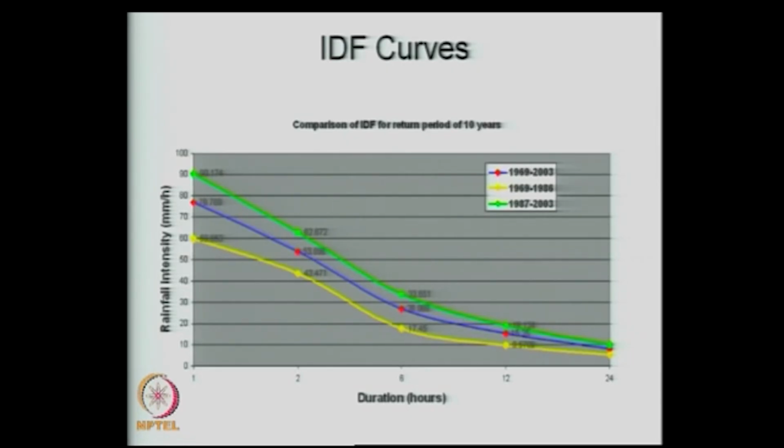So, to summarize what we have seen in today's lecture, we started with the construction of IDF relationships, intensity, duration and frequency relationships. These are essential for hydrologic designs, where we would like to obtain the design intensities of rainfall I for a given duration d and for a given specified return period, that is the frequency f.